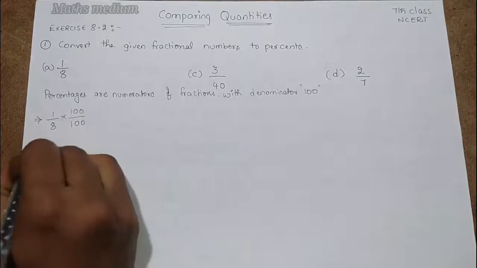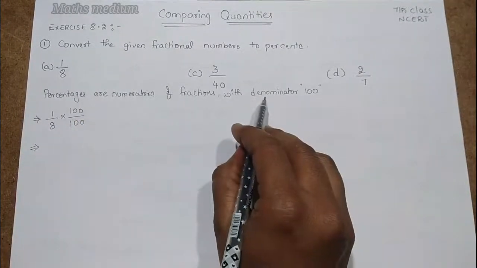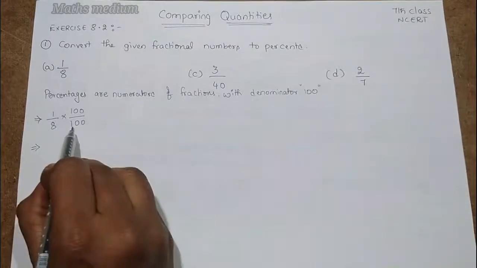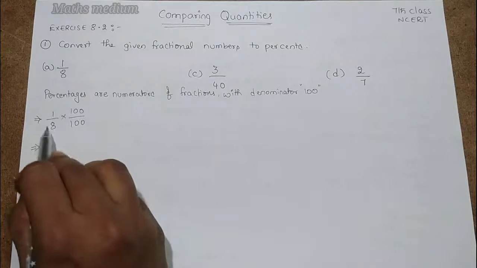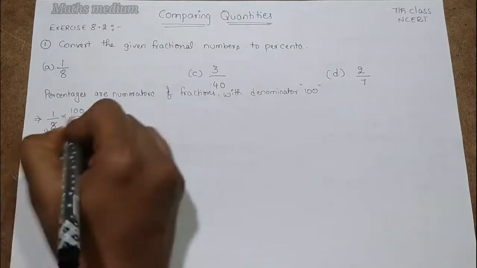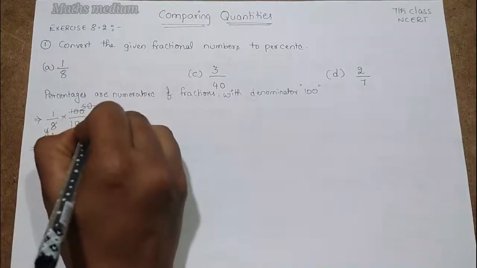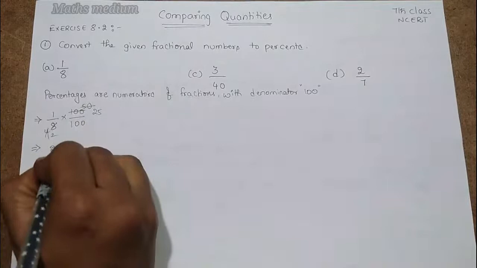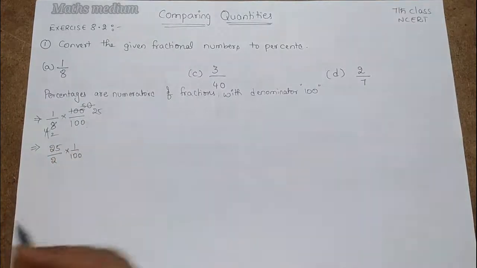Right? Now take the simplification. Here 100 is common because percentages have denominator 100. So without disturbing this denominator, we have to simplify only the numerators with this denominator only. So 2 4s are 8, 2 50s are 100. Again 2 2s are 4, 2 25s are 50. Here 25 by 2 into 1 by 100. We can write it like this.